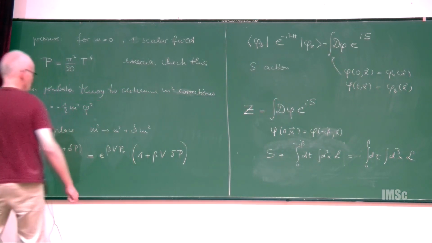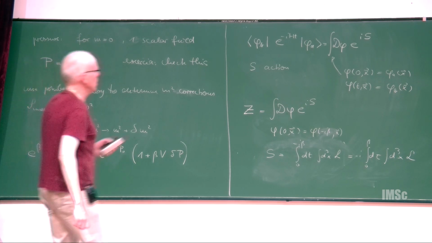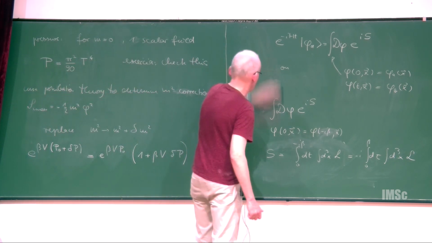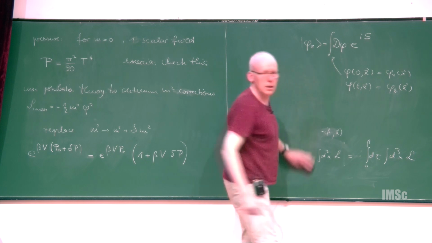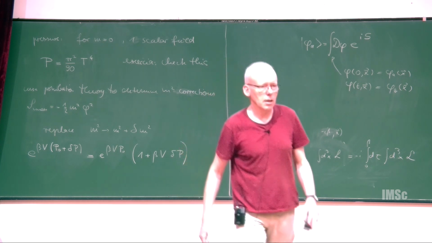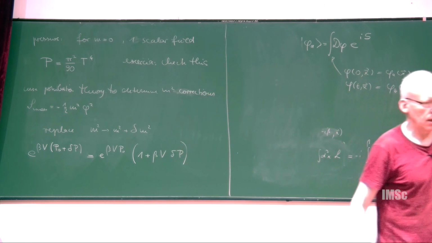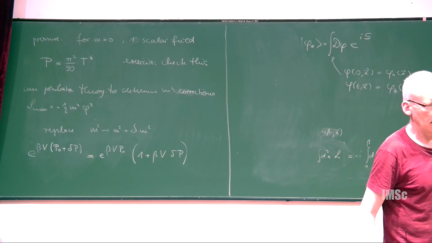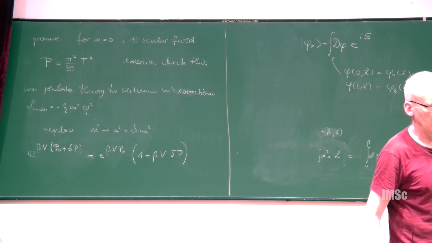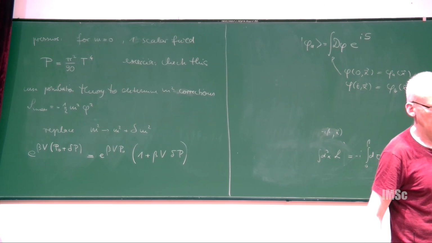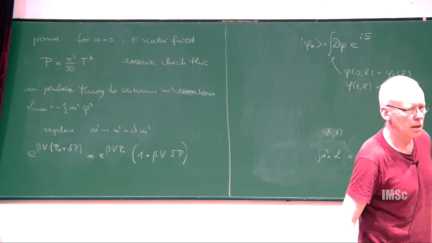So when you replace m squared by m squared plus delta m squared, at leading order you first get the right hand side, and then m squared plus delta m squared can be resummed completely, and then you will get the left hand side.